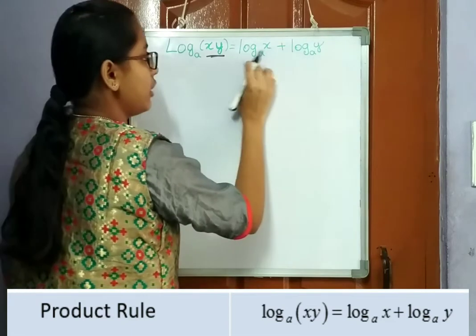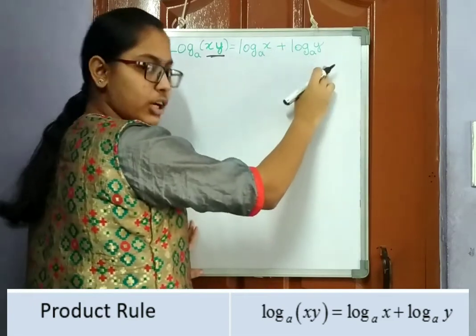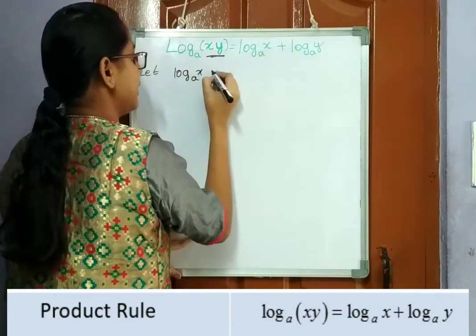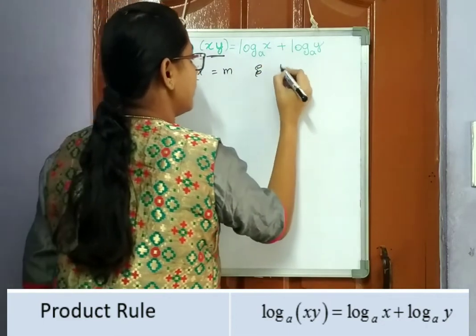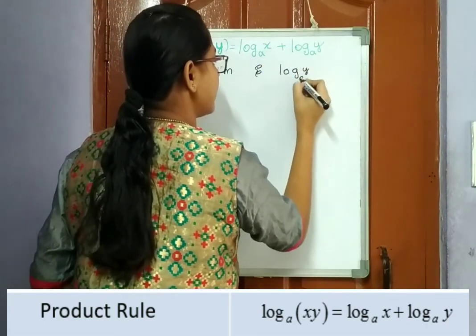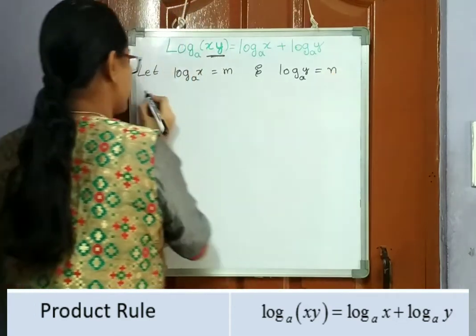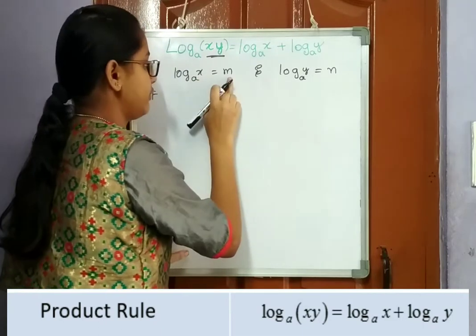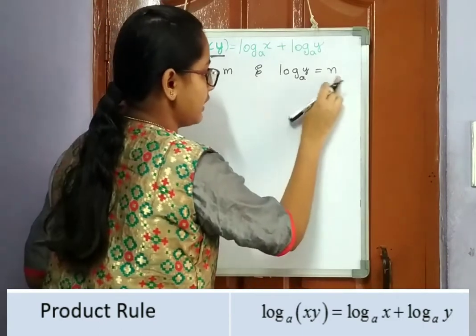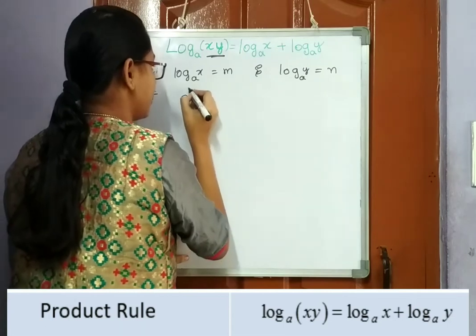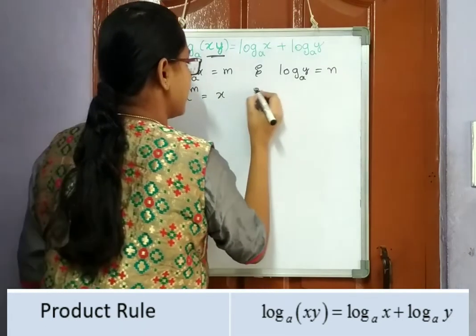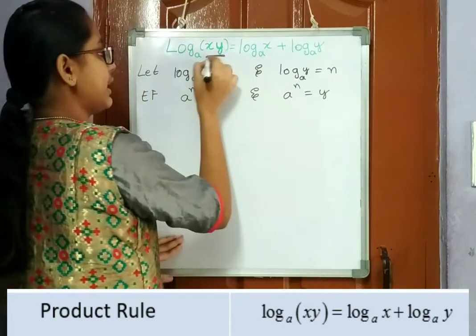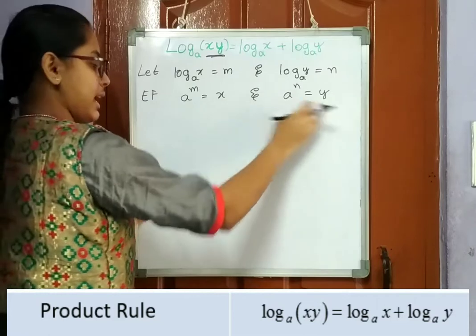Let us assume log x to the base a as m and log y to the base a as n. That is, log x to the base a equals m and log y to the base a equals n. So let's turn this into exponential form. That is, a to the power of m equals x and a to the power of n equals y. As we want x into y, let's multiply x and y.